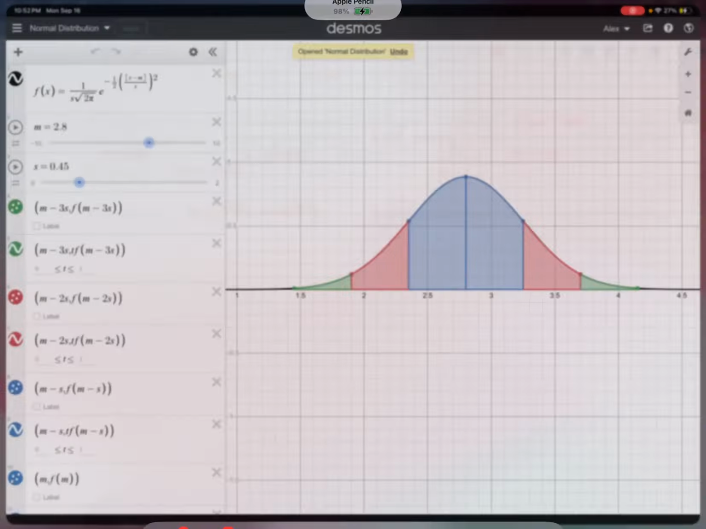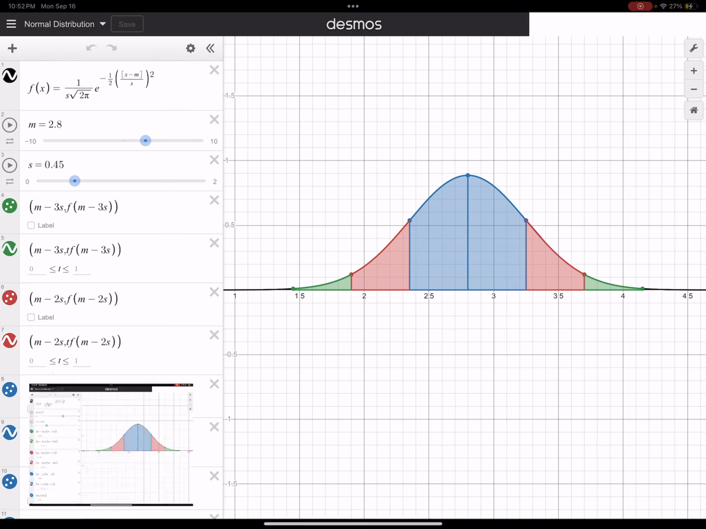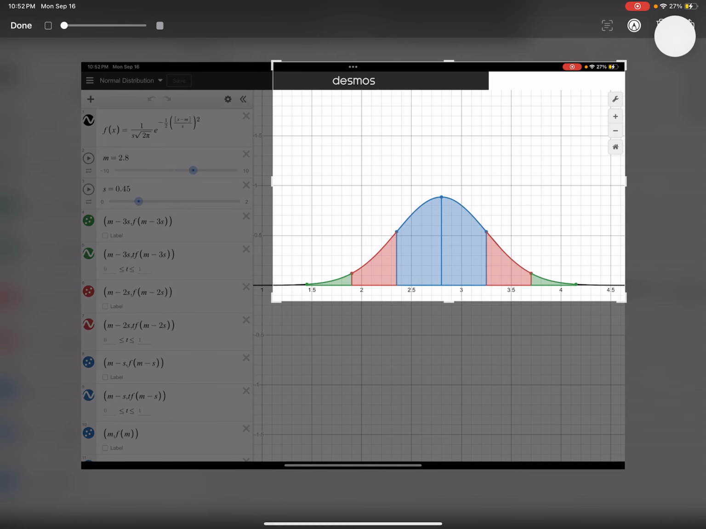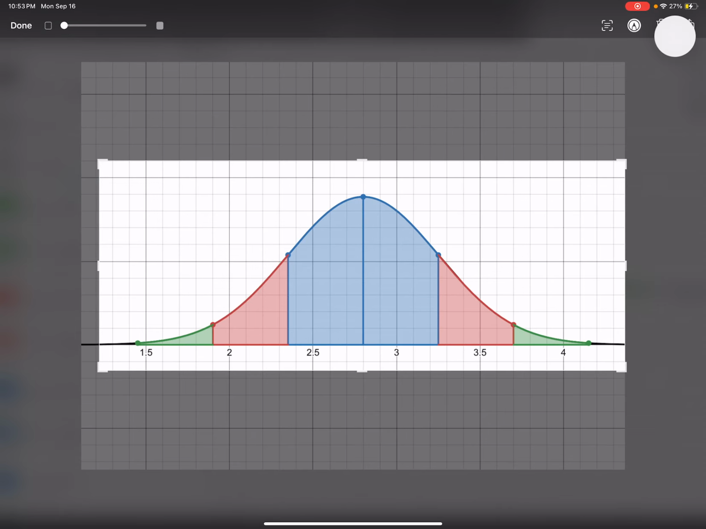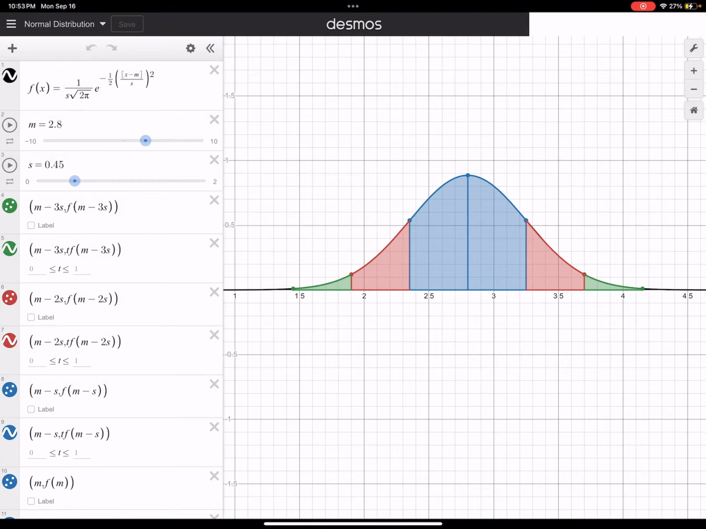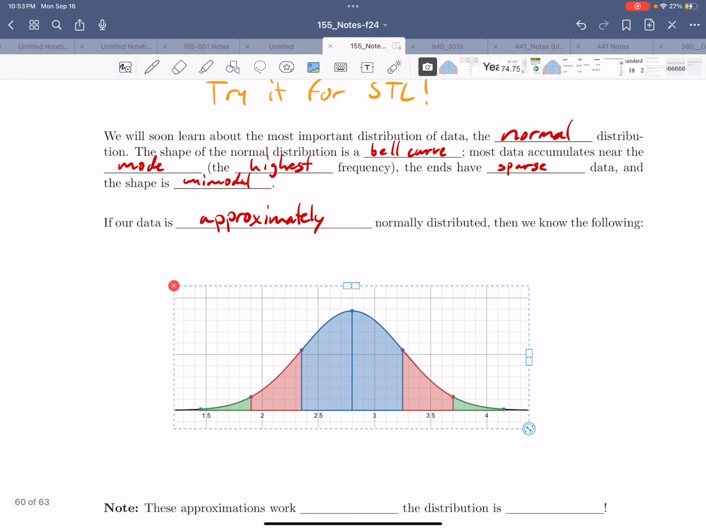And I'm just going to go to Desmos for this. About 68% of the data is in that blue region. About 95% of the data is within that red region, whether it was in the red region or the blue region. And about 99.7% of the data is within the green, red, or blue region. So we take a photo of that, crop it a little bit, save this, and stick that right in here. And there we go.